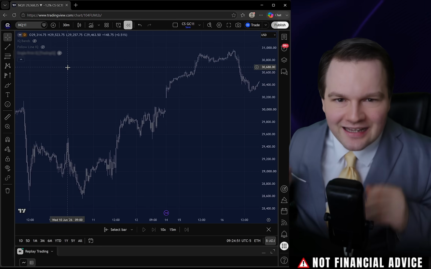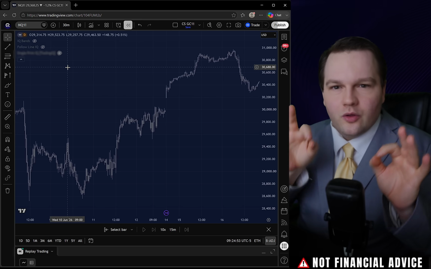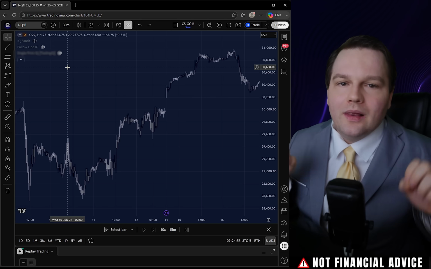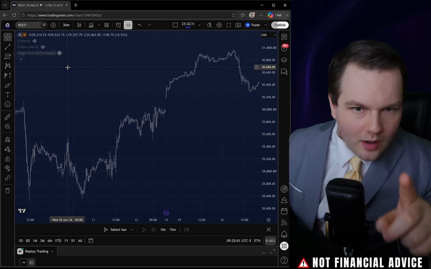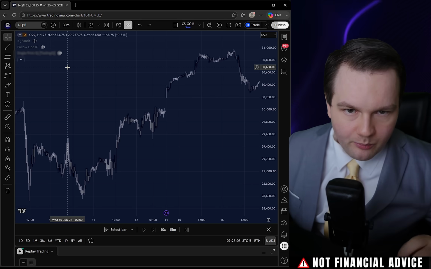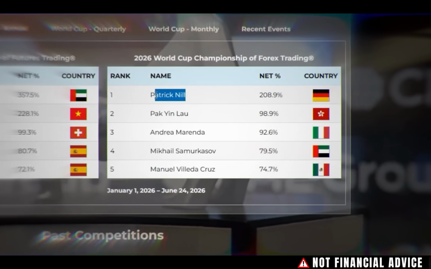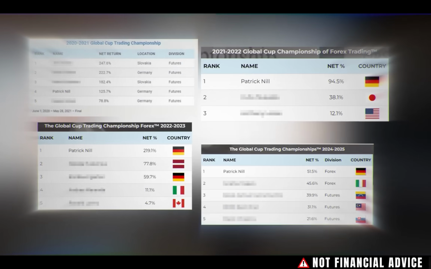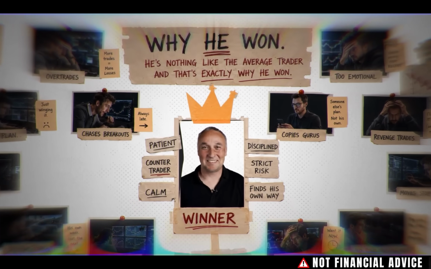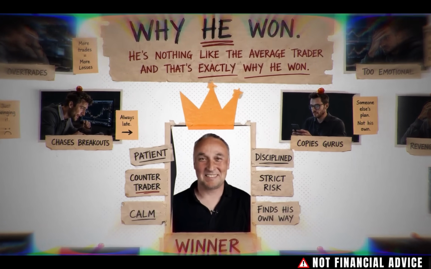Now, finally, indicator number 3. The one I think the IQ Brotherhood will like most. And you know who else I think would like this indicator? Patrick Nill. He's a 2-time world champion trader, and I interviewed him recently and got him to tell me everything. I even got him on the chart to show me the exact strategy he uses to trade like a world champion. I interviewed him over at the prop firm.